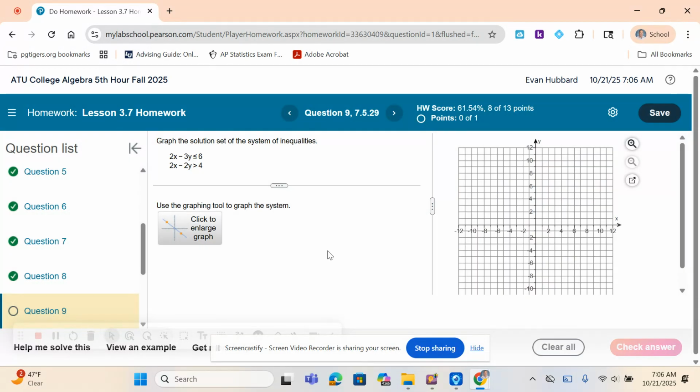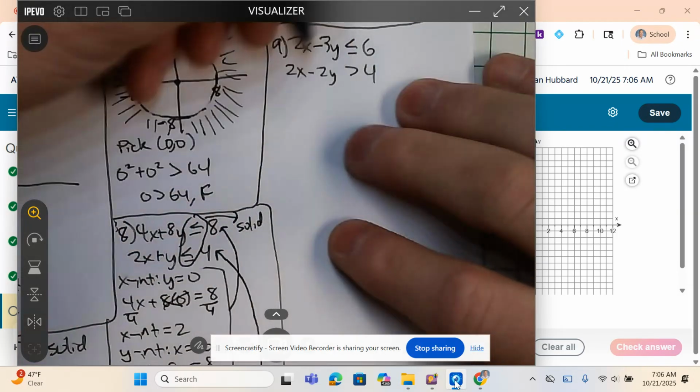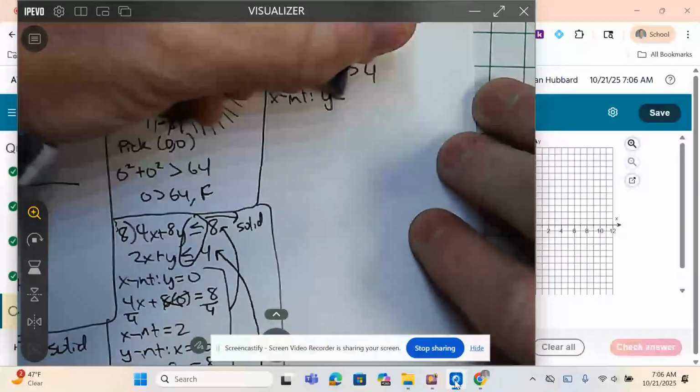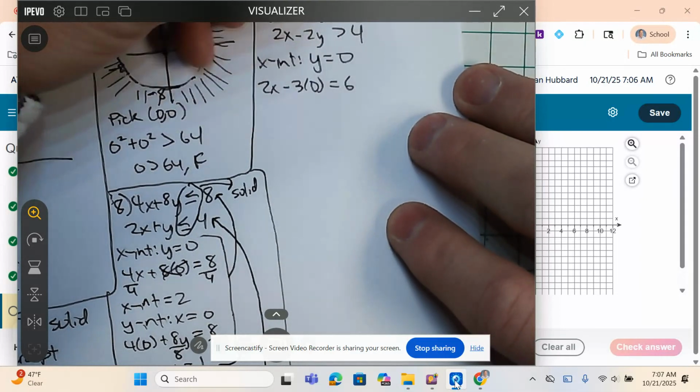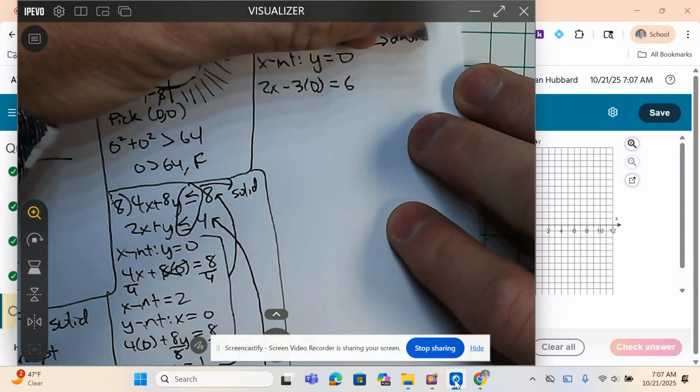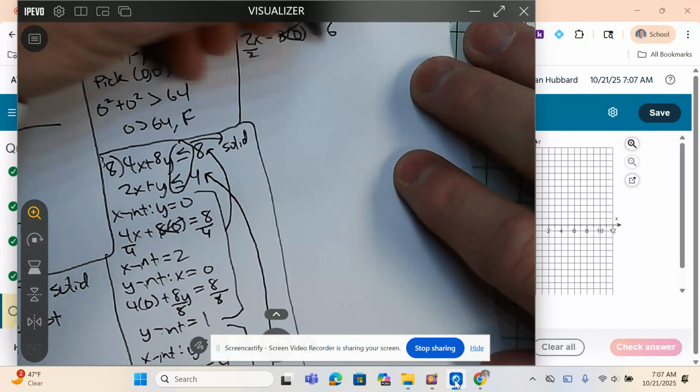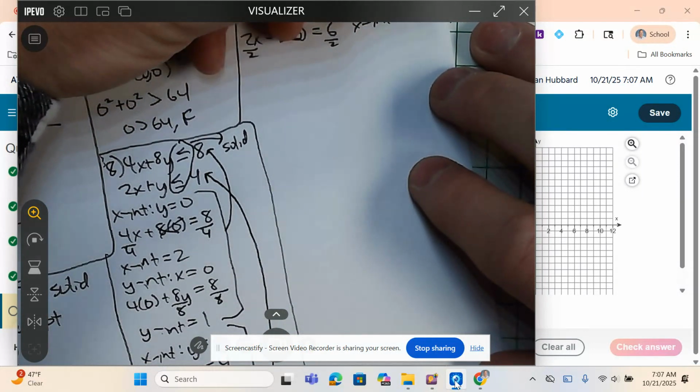Okay, here we go. Let's look at number 9. You've got 2x minus 3y is less than or equal to 6, and 2x minus 2y is greater than 4. Okay, so let's do this algebraically first. To find the x-intercept, make y equal 0. So 2x minus 3 times 0 is equal to 6. And by the way, this one's solid. This one's dashed. Make sure I remember that. So 2x equals 6, divided by 2. The x-intercept is equal to 3.